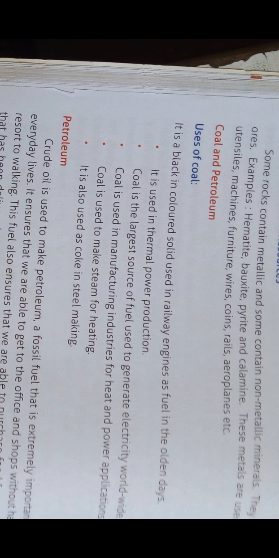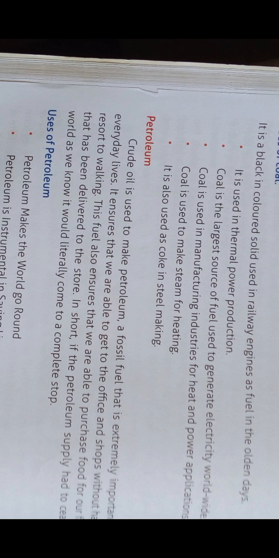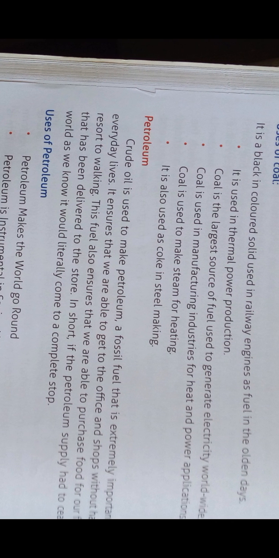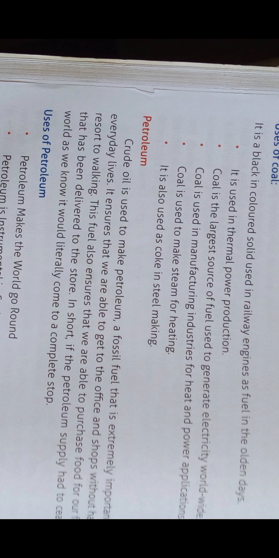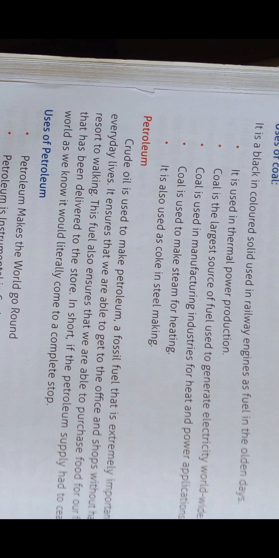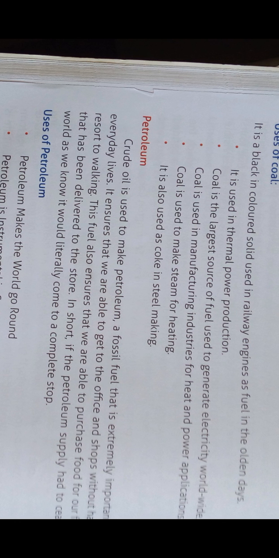Next, petroleum. Crude oil is used to make petroleum, a fossil fuel that is extremely important in our everyday lives. It ensures that we are able to get to the office and shops without having to resort to walking. This fuel also ensures that we are able to purchase food for our families that has been delivered to the store. In short, if the petroleum supply had to cease, the world, as we know, would literally come to a complete stop.